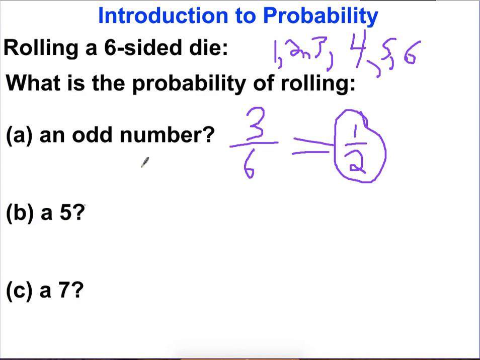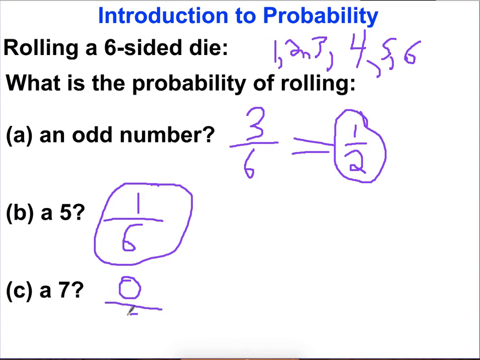Now, rolling a 5. How many times can 5 occur? Let's go back to our possibilities. 5 occurs only one time. So there's one time I could get a 5 out of 6 possible outcomes. Remember, the total outcomes are 6. So there's only a 1/6 chance that I could roll a 5. Part C, how about a 7? How many times does 7 occur when I roll a six-sided die? Well, it doesn't happen. So it occurs 0 times out of 6. We could simplify that to 0, or you could just have it as 0 out of 6. So it won't happen.